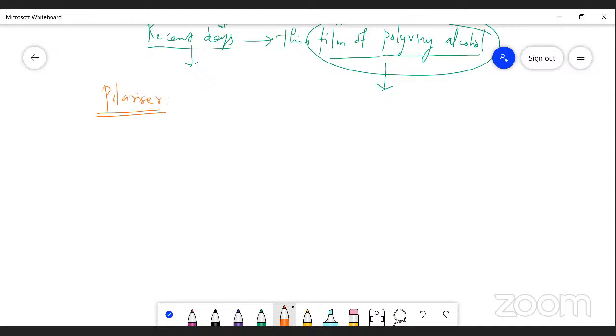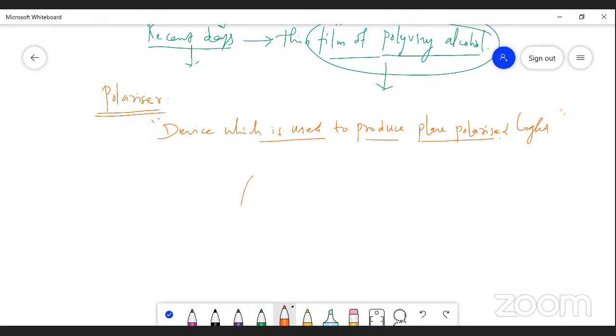Polarizer. Polarizer is a device which is used to produce plane polarized light. So what is a polarizer? A polarizer is a device which is used to produce plane polarized light. For example, take one Polaroid. It is a Polaroid.